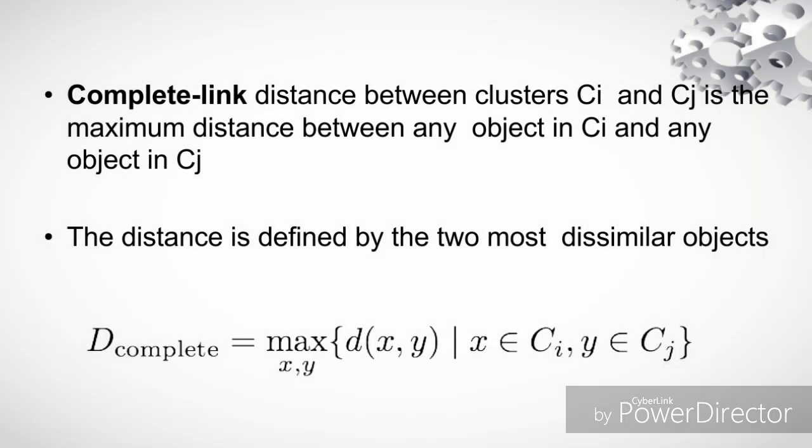Complete link, or complete linkage distance, is the distance between Ci and Cj, which is the maximum distance between data points. The distance is defined by the two most dissimilar objects, and it is given by d complete, which is the max of d(x,y), where x belongs to Ci and y belongs to Cj.